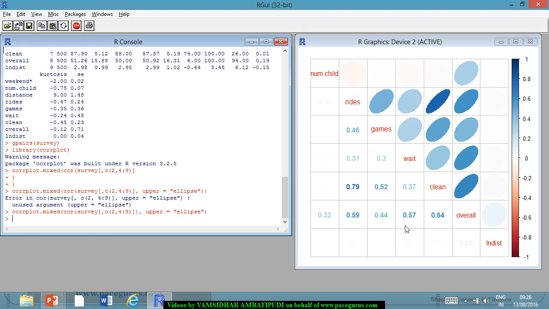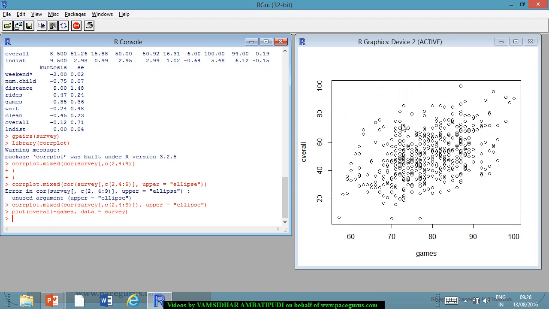Now let's say this is the question I want to frame. I want to look at the relationship between the overall satisfaction versus the satisfaction with respect to games. This is where I'll try to do a simple plot. First basic thing, I'll look at overall tilde games. This is what I want to take from the data, which is survey. So from this data I want to get the plot of overall versus games.